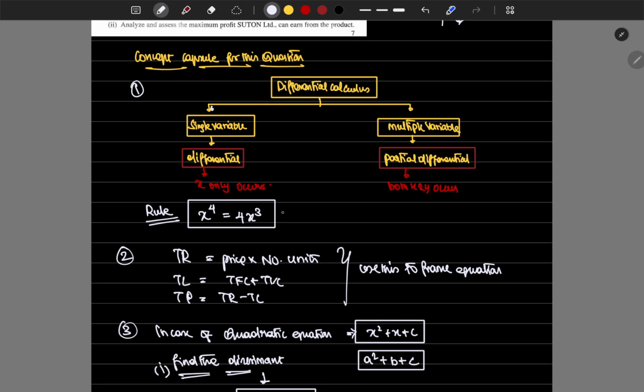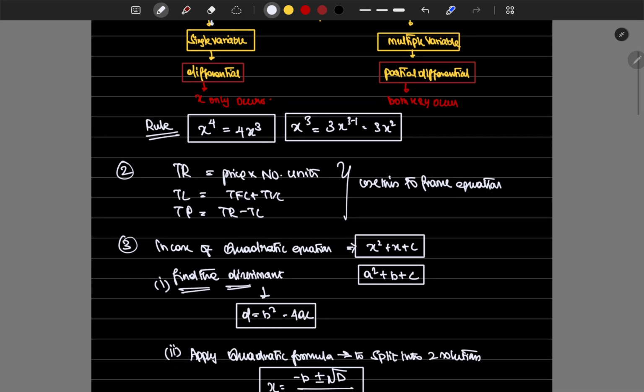What we have to know is, if x power 4 or x power 3 comes, we take the power as a constant multiplier and reduce the power by 1, which gives 3x power 2. This is what we have to know for the first derivative, and we'll be doing this.